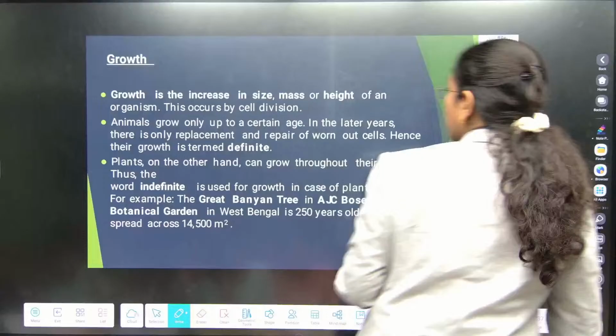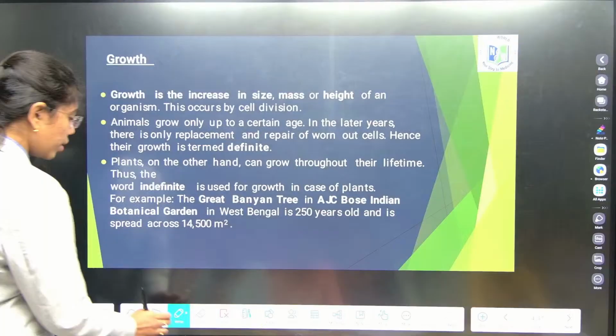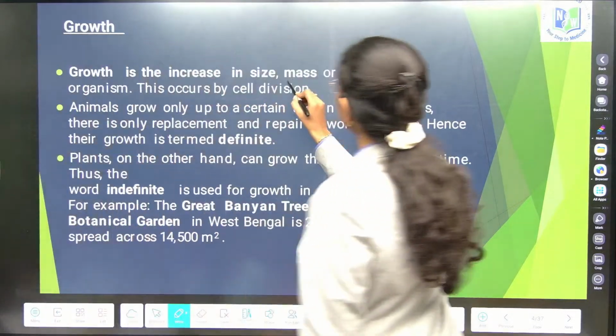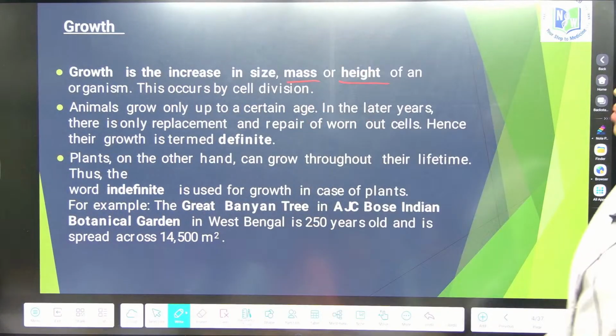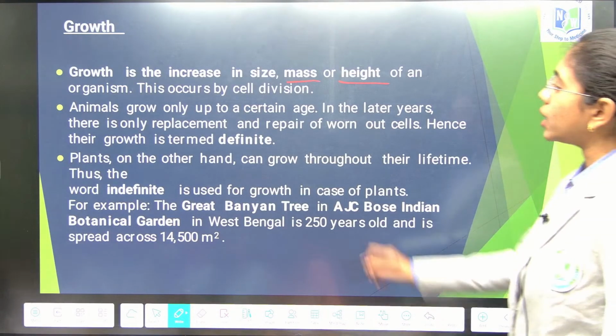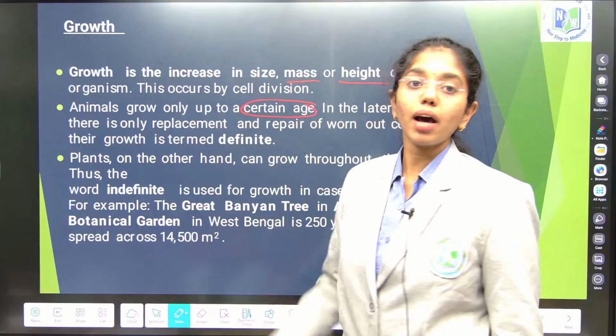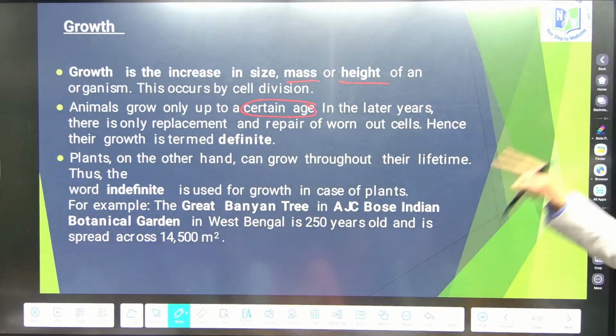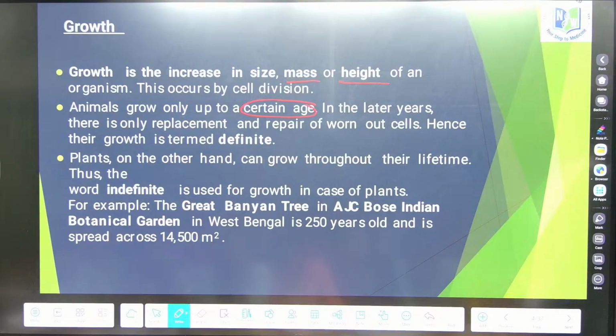So, here once you look into the theory also, ma. Growth is increase in size, mass, height of an organism. This occurs by cell division. Animals grow up to a certain age, which is known as definite or determinate growth. In the later years, there is only replacement or repair of the worn out cells.